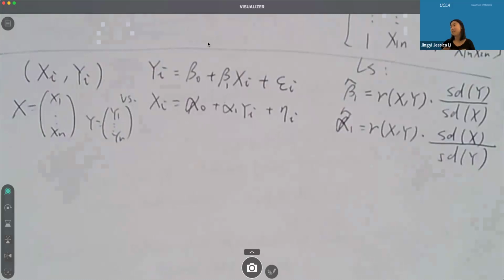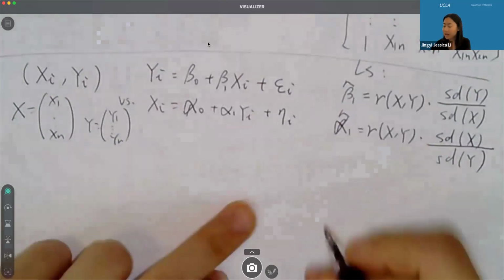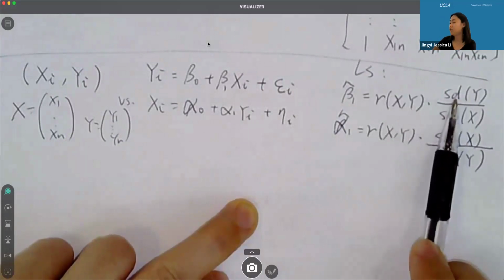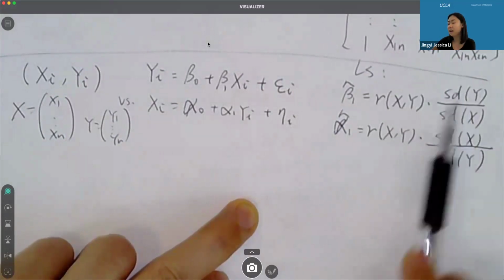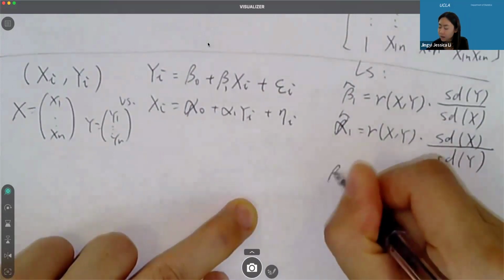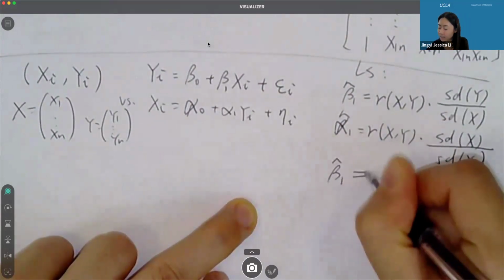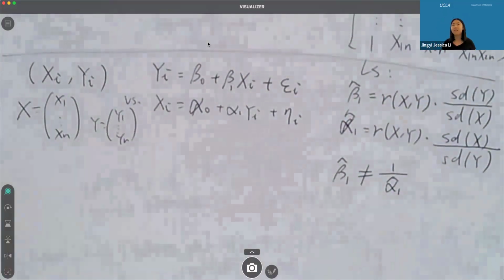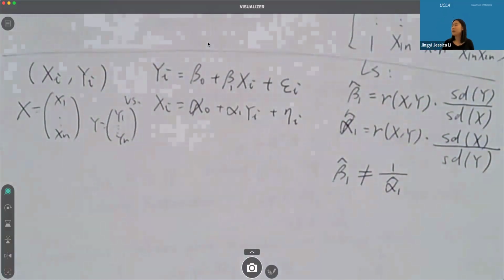That's the key. Because if you look at here, you can clearly see that if I take the inverse, yes, I can change the SD y and SD x, but the Pearson correlation is still there. So basically, what I want to say here is beta 1 hat is not equal to 1 over alpha 1 hat. It's a very interesting result from the least square.